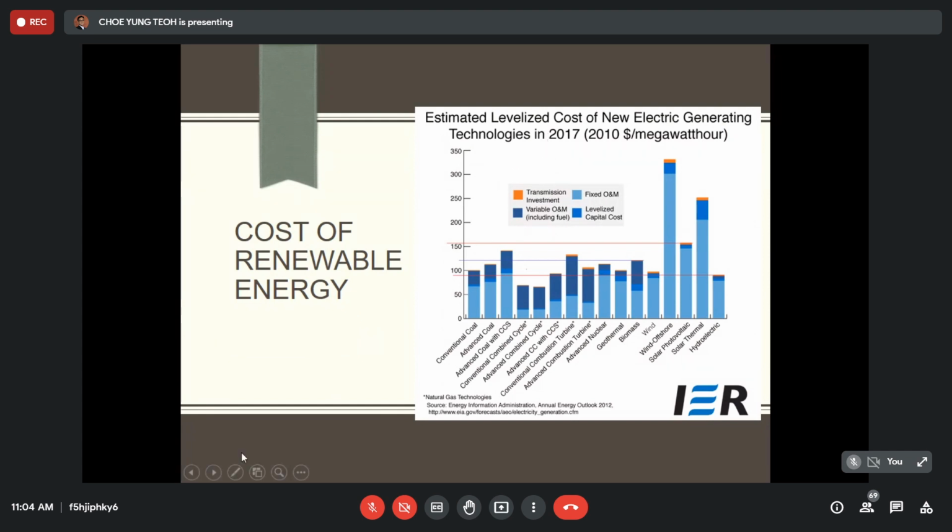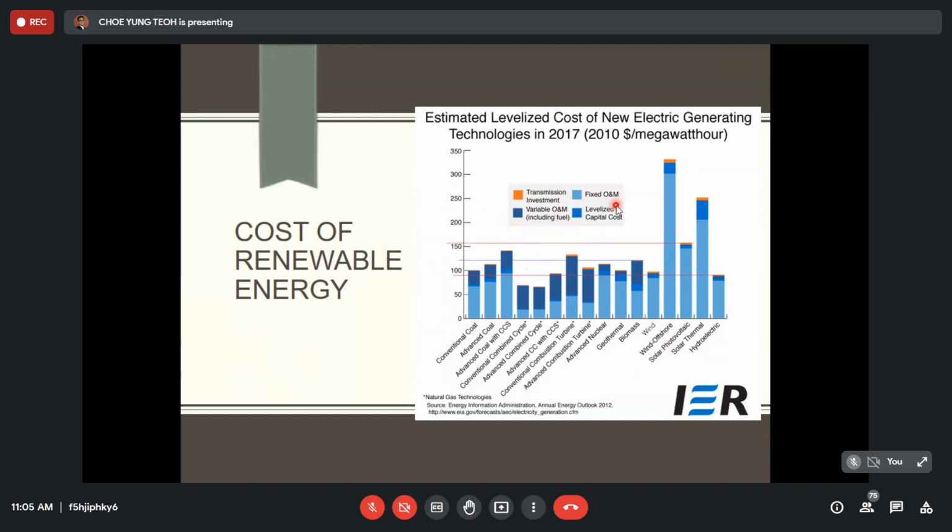In this figure, they divide the cost into a few different types. You can see transmission investment, which is how you transmit the energy from the power plant to the electrical station. Then we have the variable O&M and the fixed O&M. Variable O&M means that when you run the power plant, you need to pay for the O&M. If you don't run it, normally you don't need to pay. So it's directly proportional to the power output of the plant.